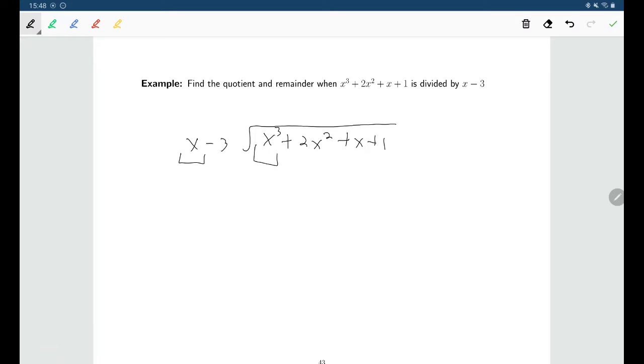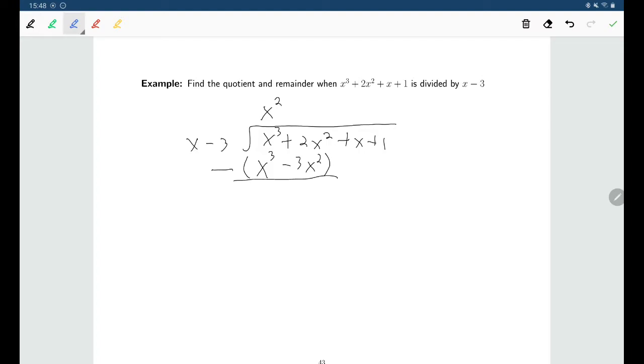So in this case, how many times does x go into x cubed? And it goes in x squared times. We'll then multiply. We'll take x squared and we'll multiply it by all of that, by x minus 3. And when we multiply the two things together, x squared times x, that gives me x cubed. X squared times negative 3, that's negative 3x squared. And now we will subtract. I'm putting brackets around it because I want to remind myself that I'm subtracting both terms.